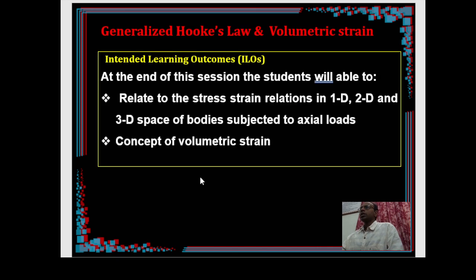So what are the intended learning outcomes that I hope everybody can get at the end of the class? Relate to the stress-strain relations in one-dimensional, two-dimensional and three-dimensional space of bodies, and also the concept of volumetric strain, right?